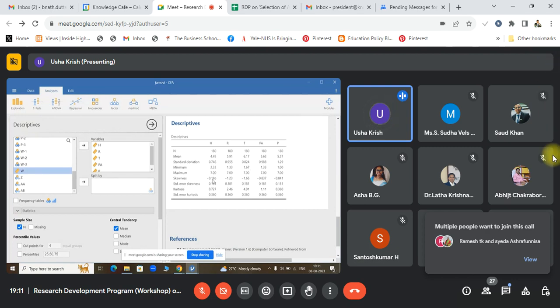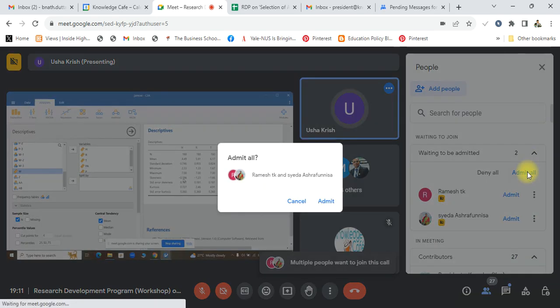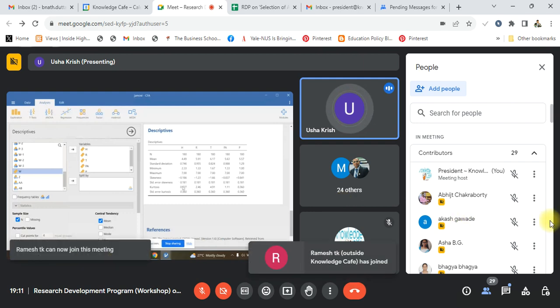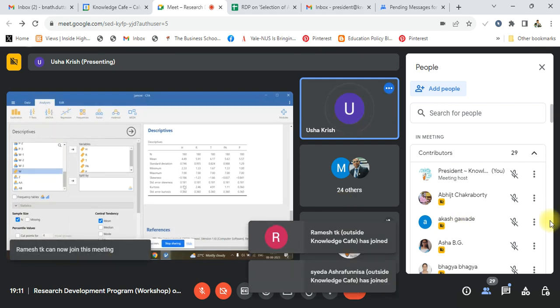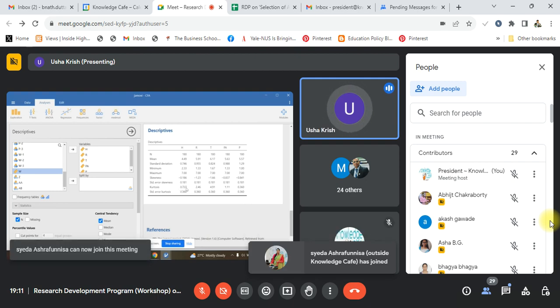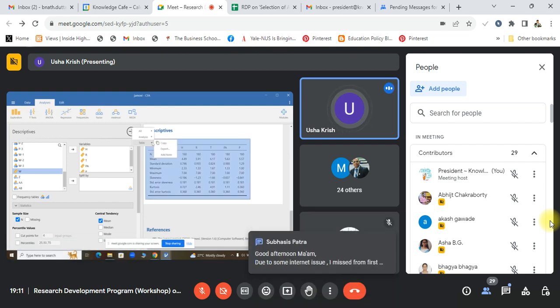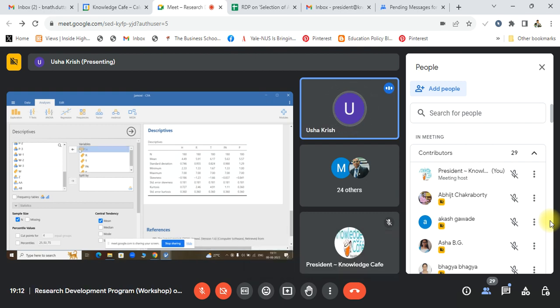Skewness should be between -3 to +3. Kurtosis should be between -10 to +10. Okay, this is descriptive statistics. If you right click, you can copy it and put it in Word. Okay, this is the second aspect.